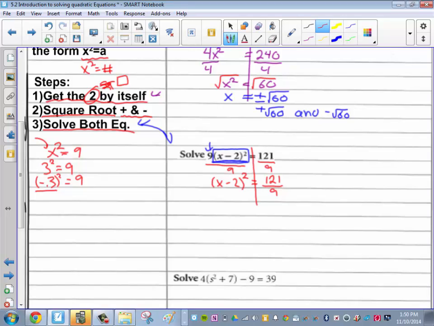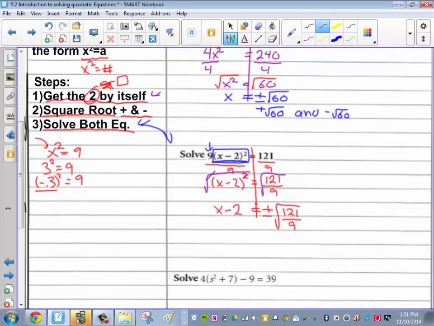So now what we need to do is take the square root. So we're going to take the square root, this time in purple. When we take the square root, the square cancels off, and we get x minus 2, that's all that's left here, is equal to plus or minus the square root of 121 over 9. Okay, now bear with me here.